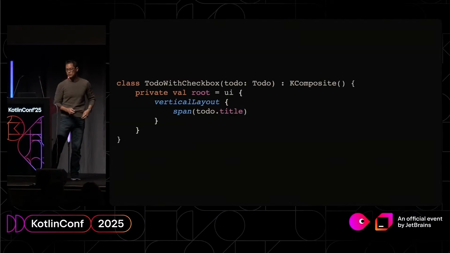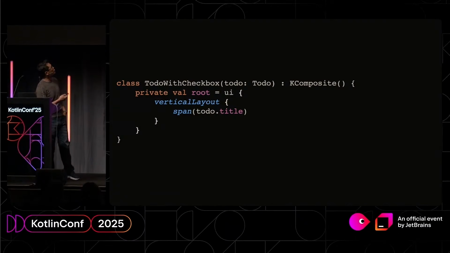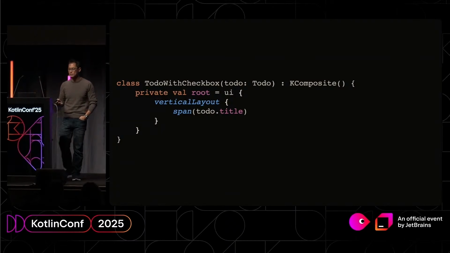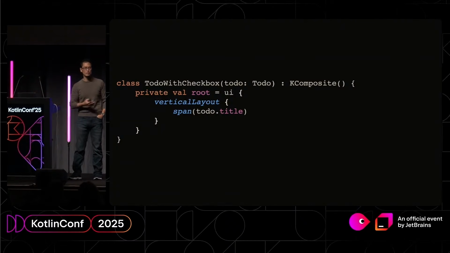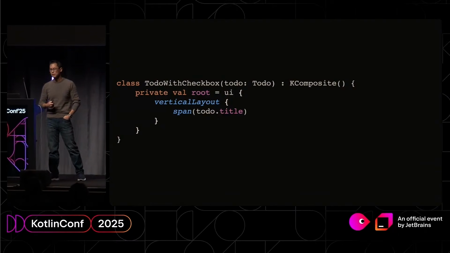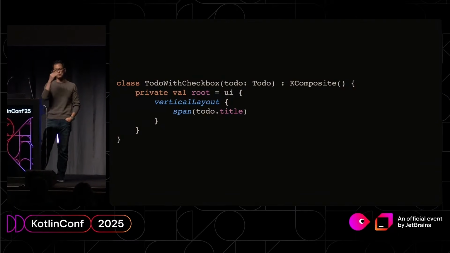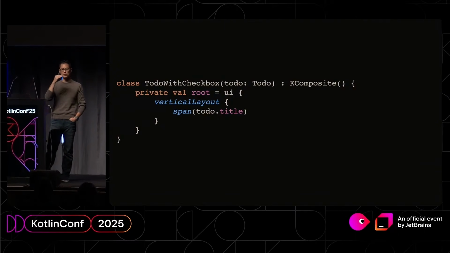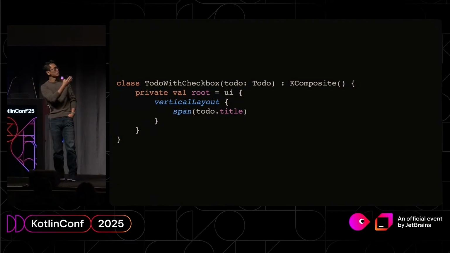So we're going to create this wonderfully named to-do with checkbox, and we're going to pass it a to-do. Again, it's going to extend off KComposite, which allows it to be rendered by Caribou. And again, that UI right now is just going to be a vertical layout, a column, with a span with a to-do title in it. That's it, because that's effectively what we had before. This would be effectively the same as what was existing.